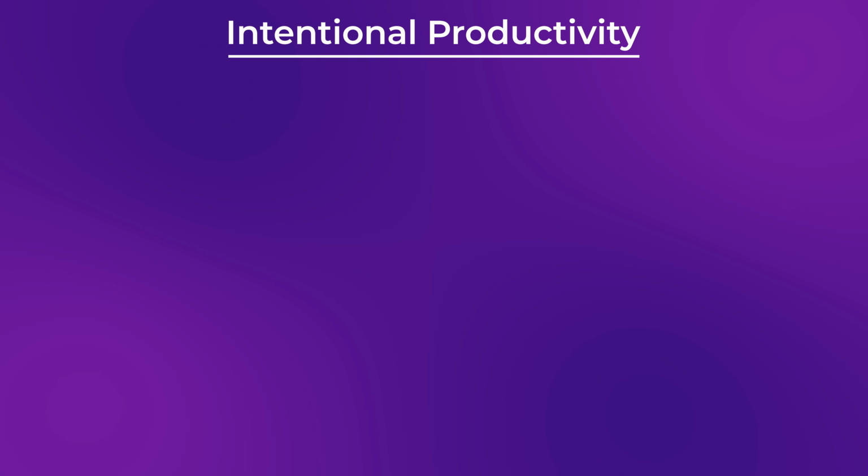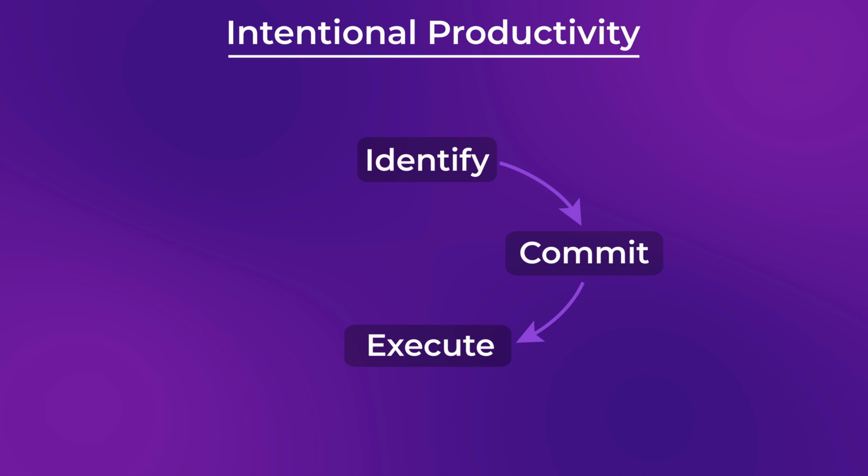Intentional productivity is just identifying what needs to be done, committing to what's realistic, actually doing what you committed to, and finally reviewing what you did, looking for ways to improve. Then it's just rinse and repeat. Keesto was designed to make this process easier.